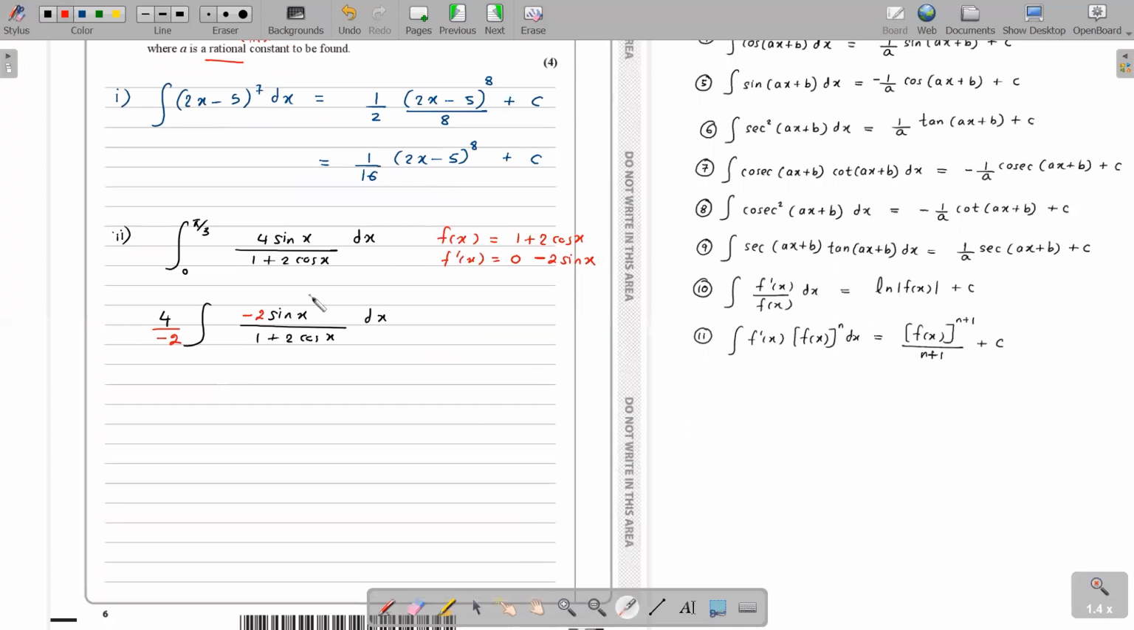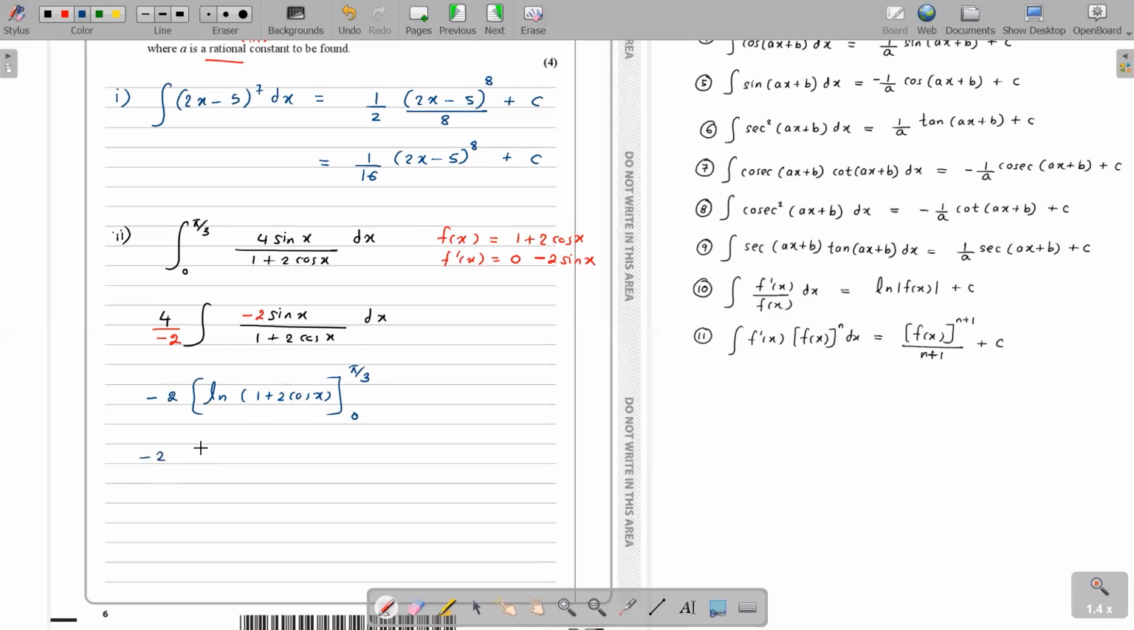Now I have the perfect f dash x over fx, so I can go with rule number 10. What's the integration of f dash x over fx? It's equal to ln fx, which means the ln of your denominator. So minus 4 divided by minus 2 is minus 2, and since we are integrating, I get ln of 1 plus 2 cos x. Then your limits are from 0 to pi over 3.